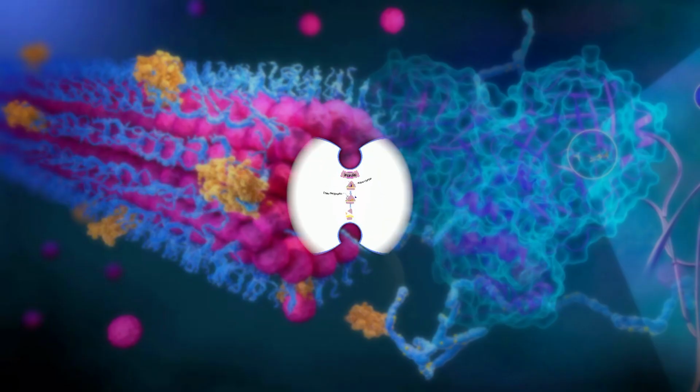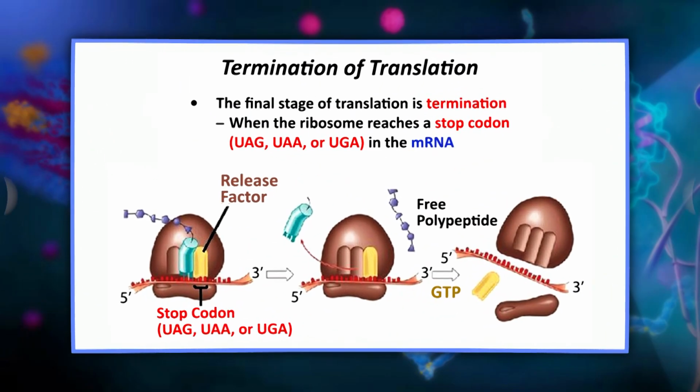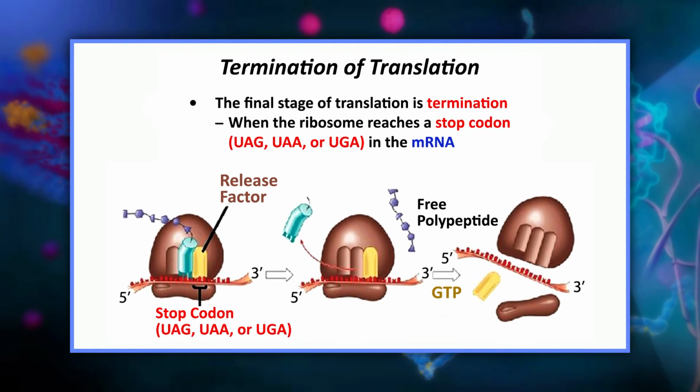chain. Now let us discuss the last step, that is the finishing or termination of protein synthesis. Termination is the stage in which the finished growing polypeptide chain is released from the ribosome. It begins when a stop codon, that is UAG, UAA, or UGA, enters the ribosome, triggering a series of events that separate the chain from its tRNA and allow it to drift out of the ribosome.